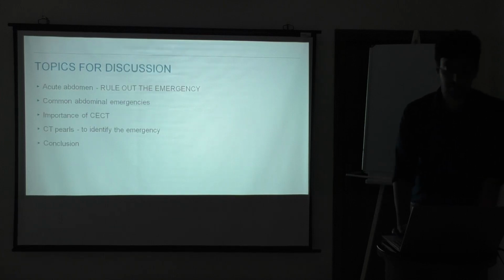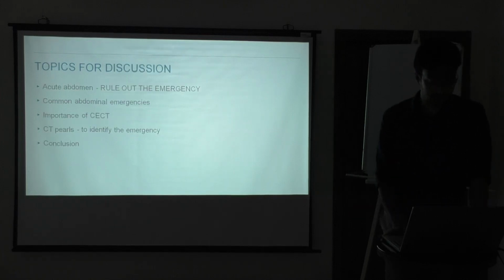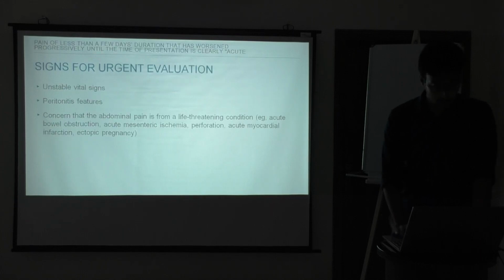Okay, today's discussion will be based on these headlines: acute abdomen, especially to rule out the emergency; common abdominal emergencies, what are the most common abdominal emergencies that we see in ICU or when a patient comes to casualty; the importance of CECT in that setting; and what are the CT pearls which help in recognizing that it is an emergency so that the patient can go to OT or any intervention as soon as possible. And conclusion.